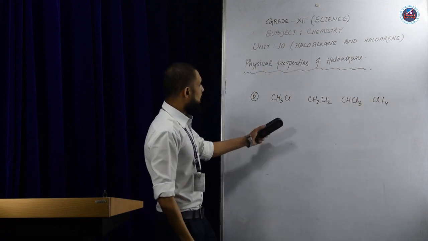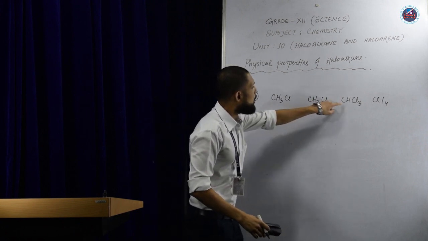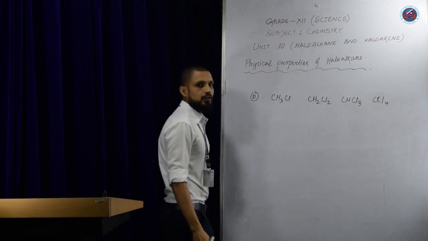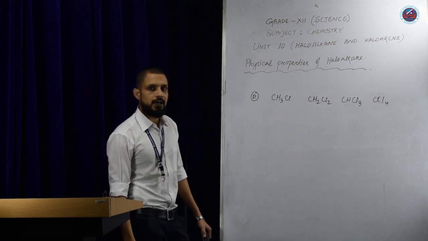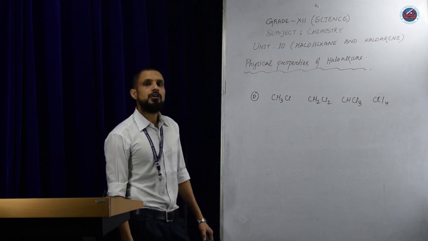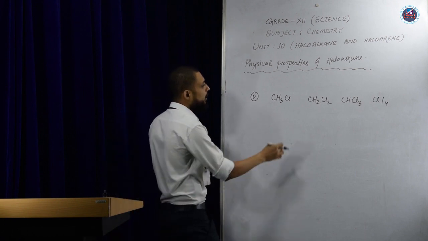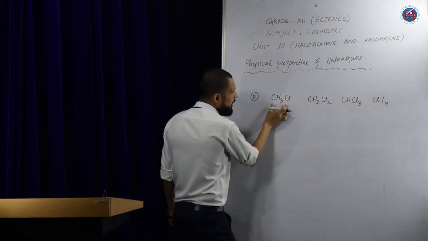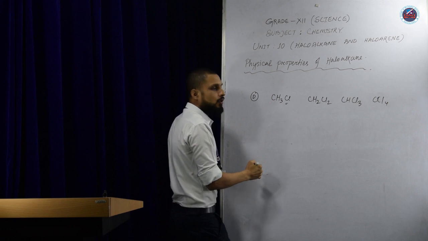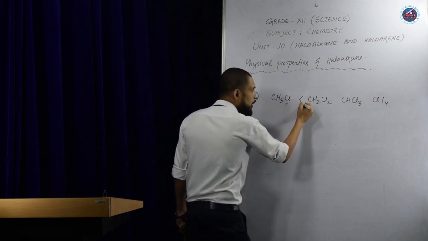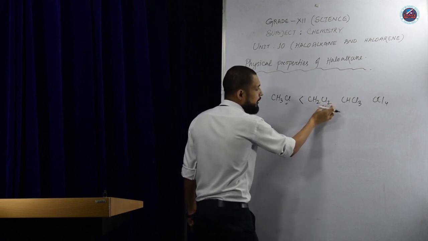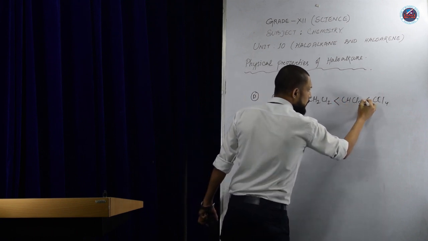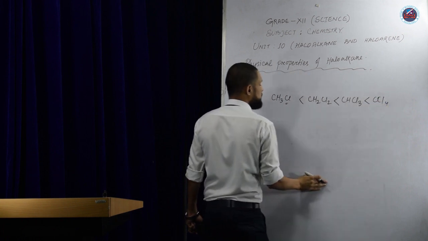Now, when we look at these compounds, you can see the number of carbon atoms is the same, but the number of halogen atoms increases. So, for the same number of carbon atoms, the boiling point increases with the increase in the number of halogen atoms. This compound having one chlorine atom will have a lower boiling point than this, because this compound has two chlorine atoms. This will be less than CHCl3, which will be less than CCl4.